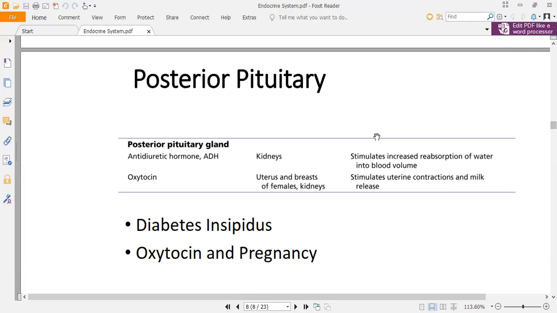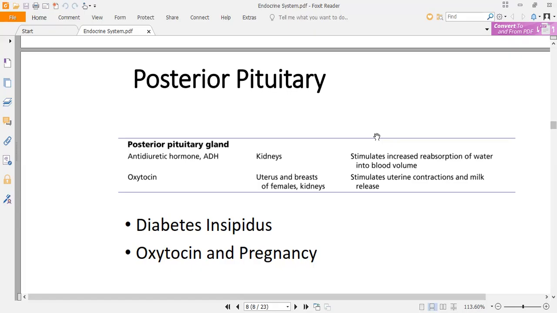Now, when you talk about oxytocin, its targets are the uterus and breasts of females and kidneys. Its function is to stimulate uterine contraction and reproduction. The more oxytocin you have in the blood as a female, the more intensively the contraction of the uterus increases. If a person is pregnant and a doctor gives that woman oxytocin, she can even undergo what we call forced labor.